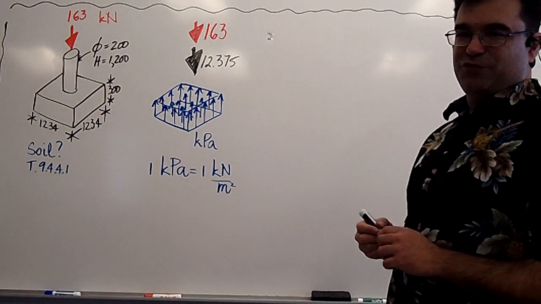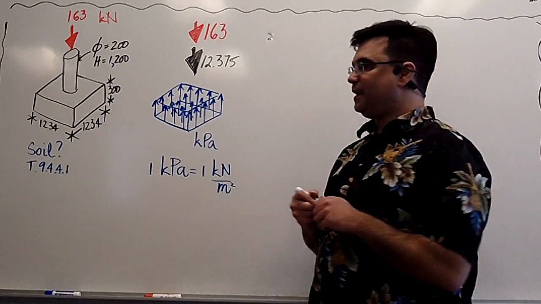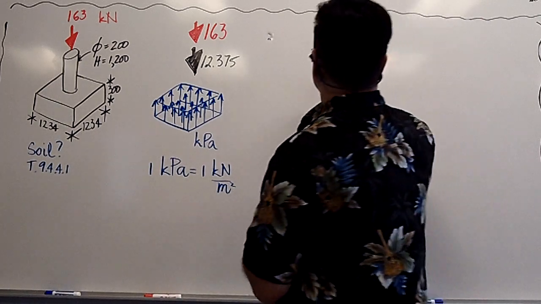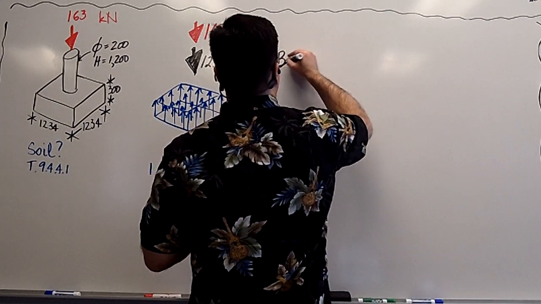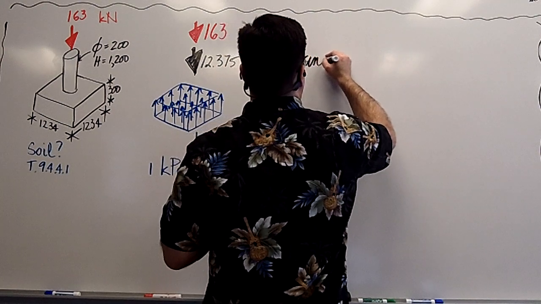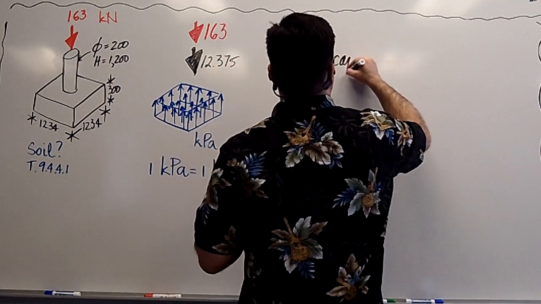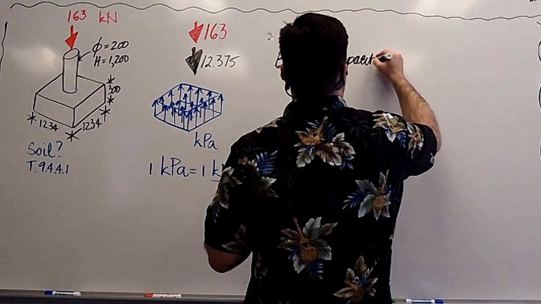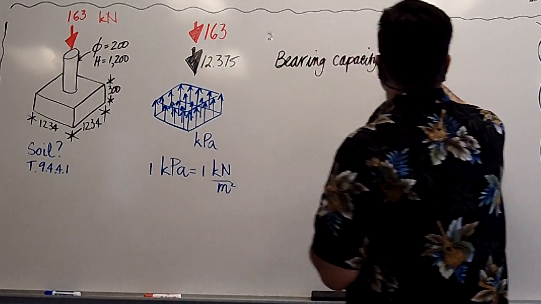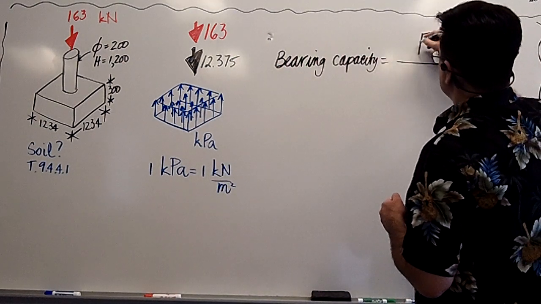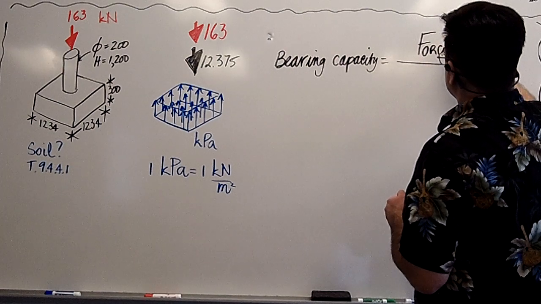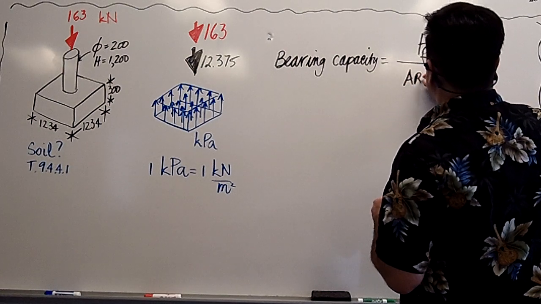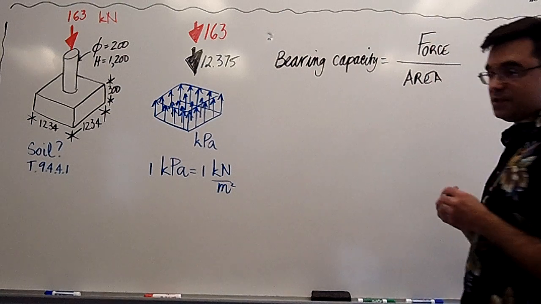So I'm going to remind myself then, just like we did with example number 1, the bearing capacity of soil. Do you remember the formula for that? Bearing capacity of soil is equal to the force applied on the soil divided by the area on which you're applying this force.